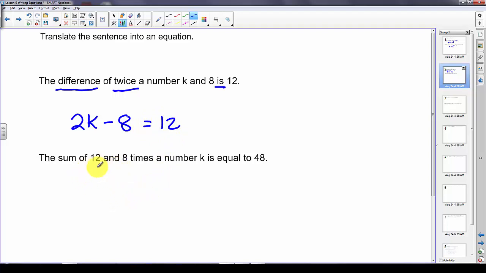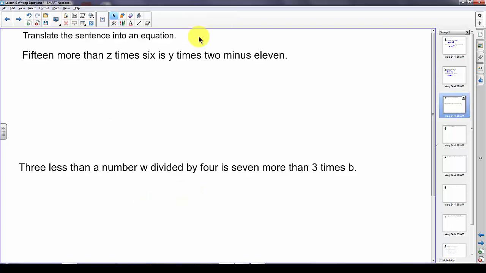Next, the sum of 12 and 8 times a number. So sum means add. And that number is k. There's our is again, referencing equals 48.